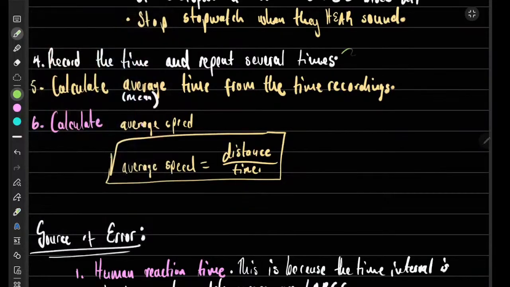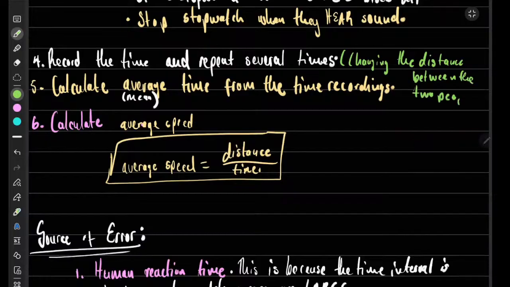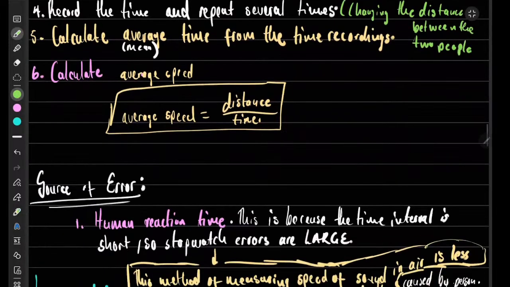Record the time and repeat several times, changing the distance between the two people. If you now want to make the table of results, let me just make it very small, okay? A very small table of results. It would say distance between the two people. This is the first experiment.